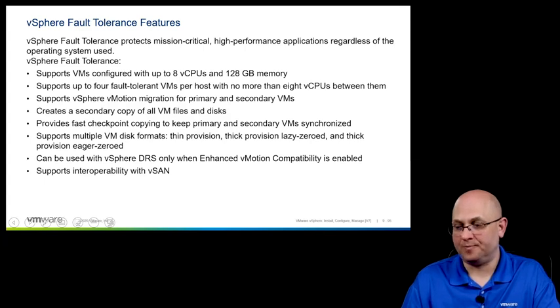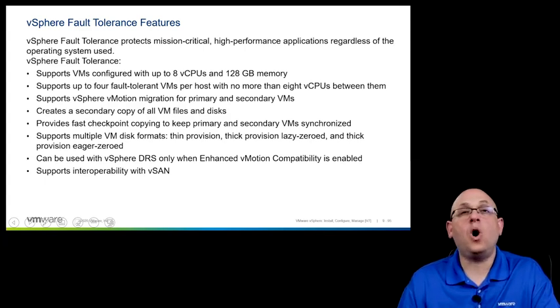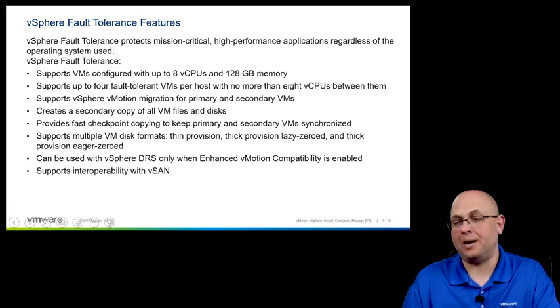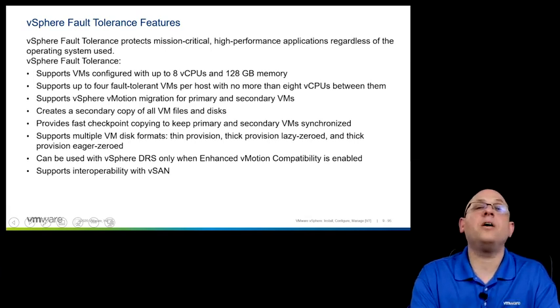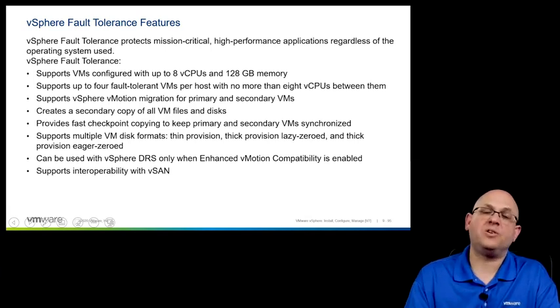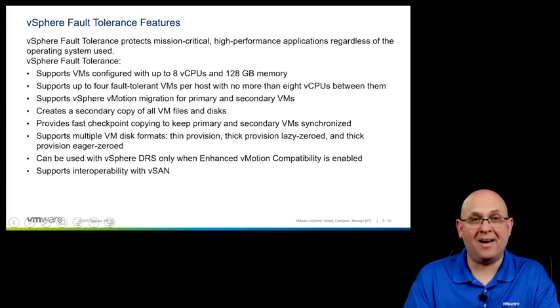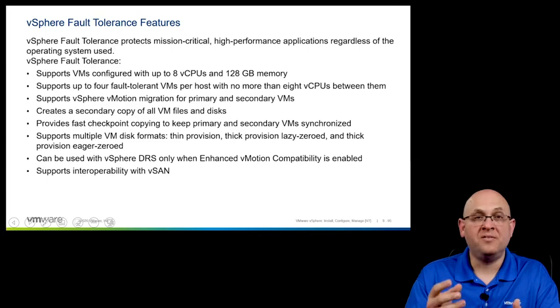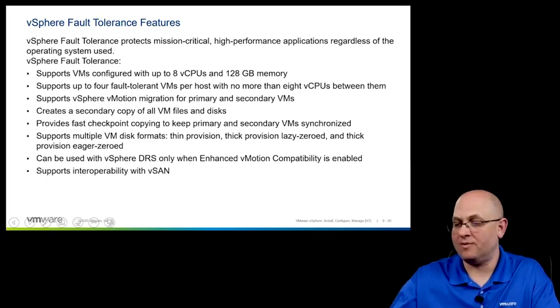Now, if you want to use this in a DRS cluster, you've got to have enhanced vMotion compatibility enabled. Even if all the hosts are homogeneous, make sure that you just set the baseline at whatever is set up for all of the hosts. We also support vSAN, so hosts that are in vSAN clusters are also supported for this.